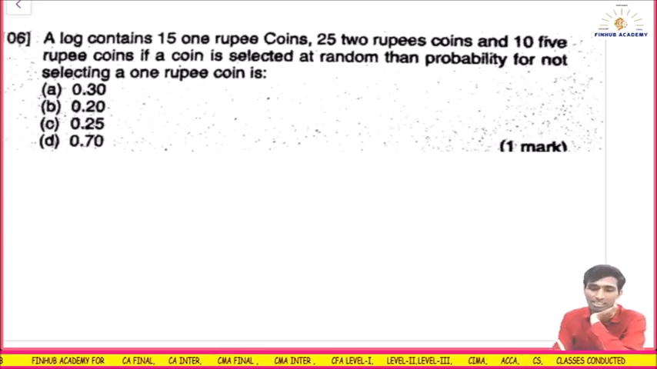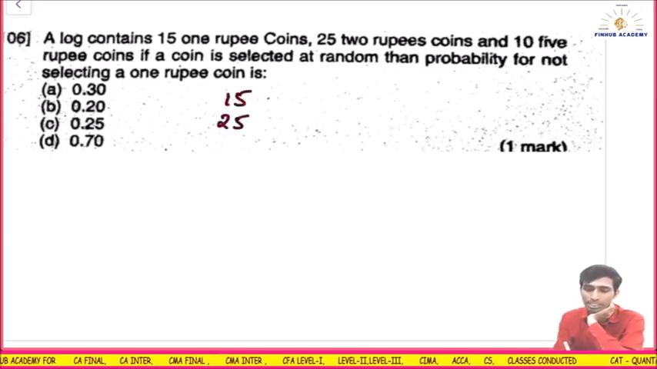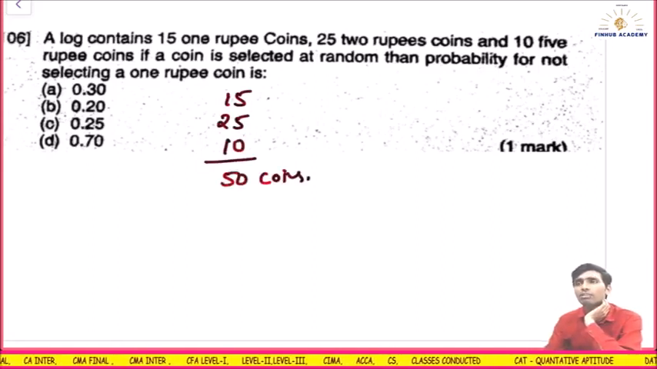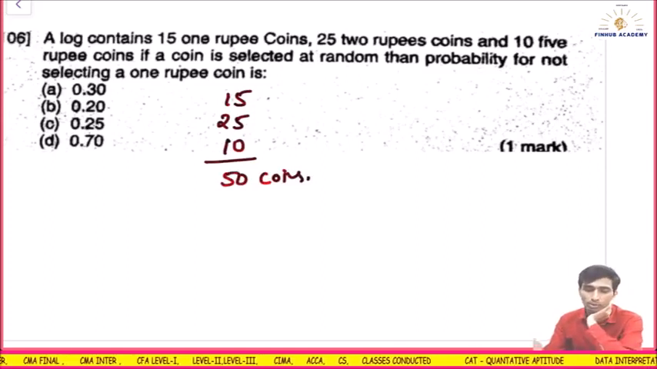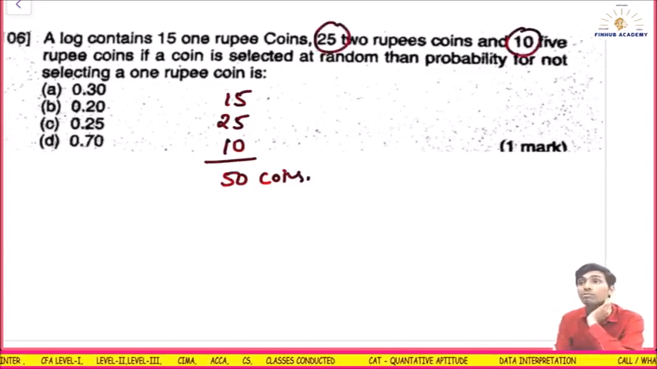Now how many coins do we have in total? 15 plus 25 plus 10, that is 50 coins. In all, I have 50 coins. Okay, I don't want to select the 1 rupee coin. That means what can I select? 25 coins and 10 coins. So how much does the total come to?